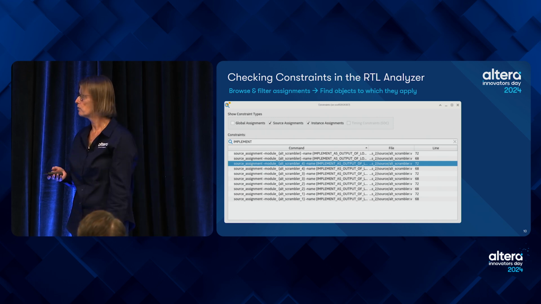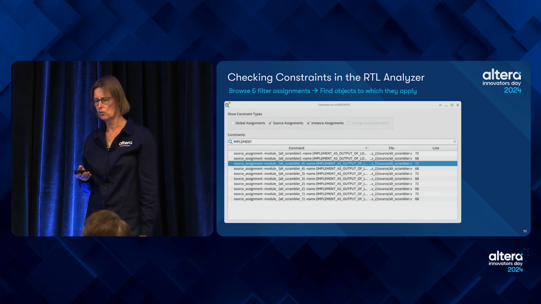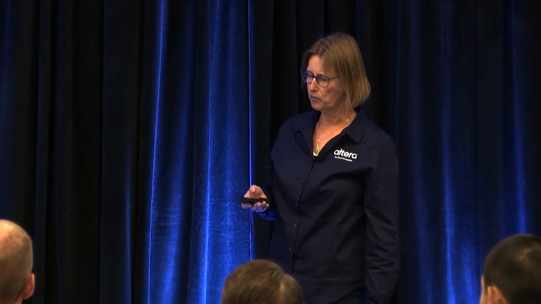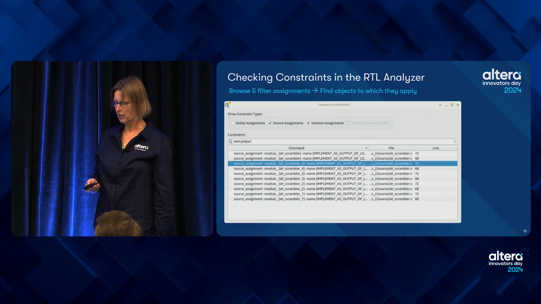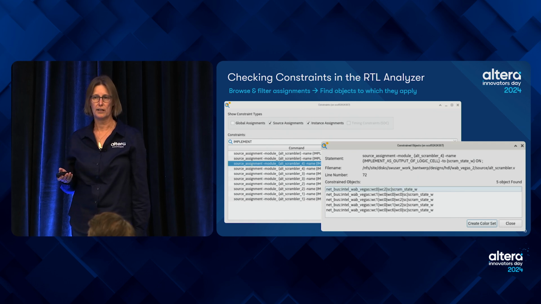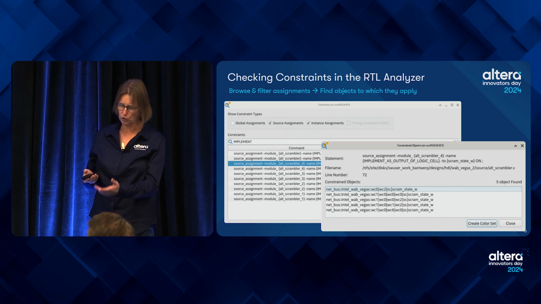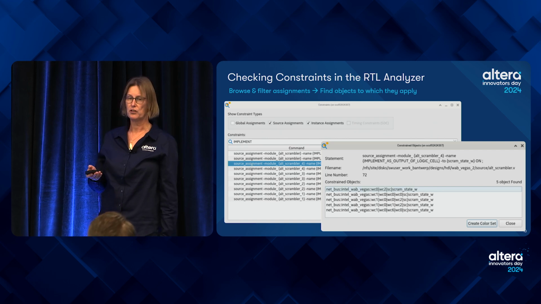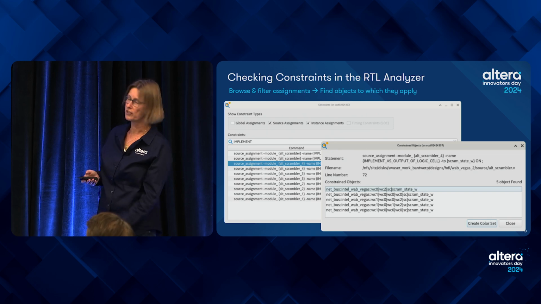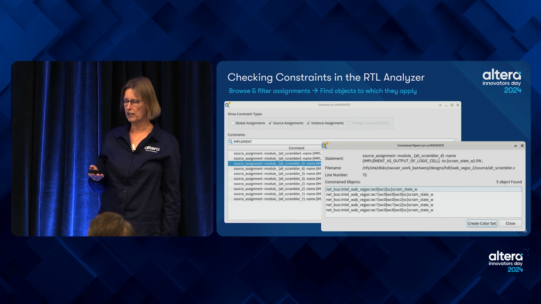You can filter by the different types of constraints: global constraints, instance assignments, source assignments, and also SDC constraints. And then you can also filter by name. Here you see a bunch of implement as output of LCell assignments. Now you can click on one of these and it will show you all the objects in the netlist that this constraint applied to. This will allow you to see that that's actually what you intended to do. This also works for wildcard assignments, so it will show you what the wildcards are applying to. And then you can create a color set for this, and that means you can see it in the schematic viewer as well.